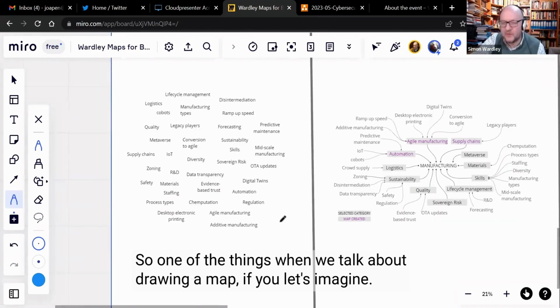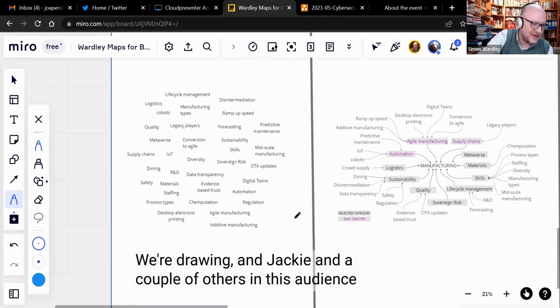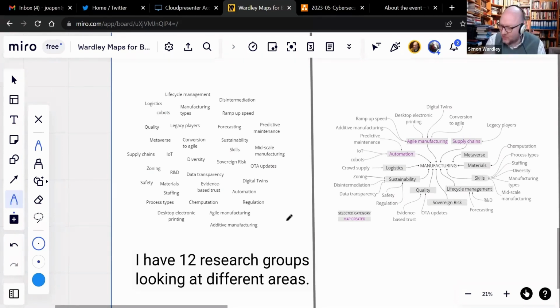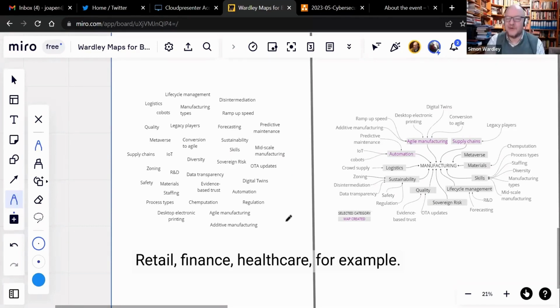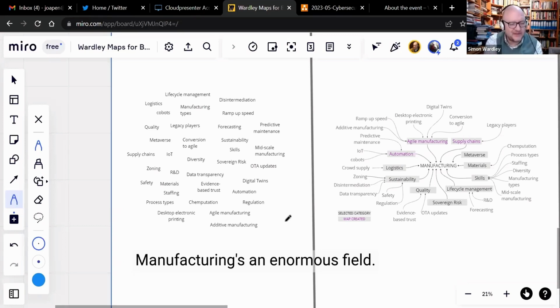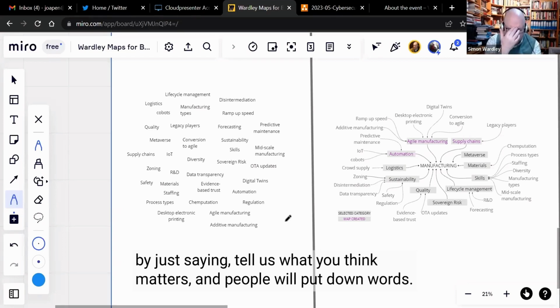So one of the things when we talk about drawing a map, let's imagine we're drawing, and Jackie and a couple of others in this audience have been through this process. I have 12 research groups looking at different areas: retail, finance, healthcare, for example. Manufacturing is one. But if we talk about manufacturing, what matters for manufacturing? Manufacturing is an enormous field. There are so many different components. And so what we often do is we start off by just saying, tell us what you think matters.